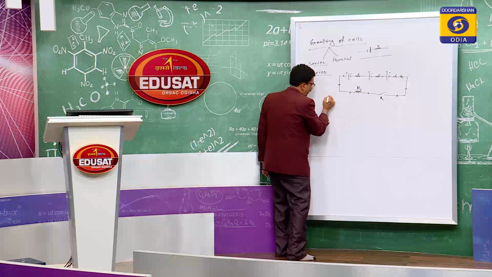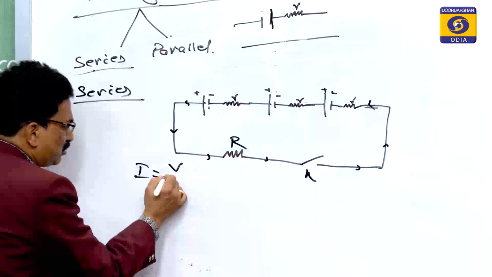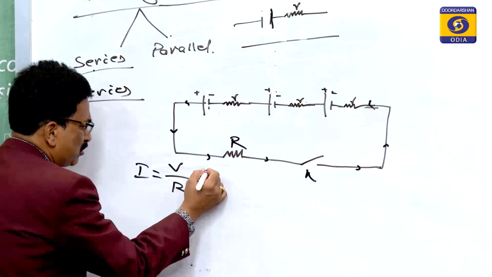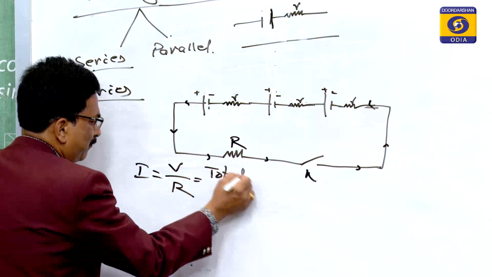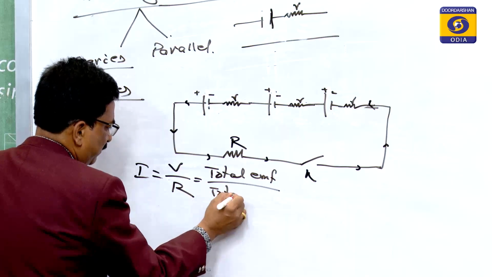So if the current is flowing here, that is equal to I, you know, I is equal to V by R. V means the total EMF by the total resistance.